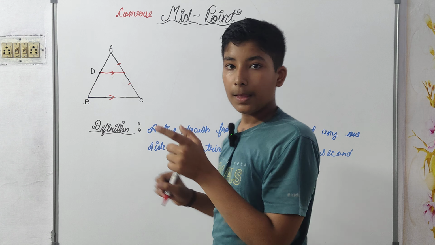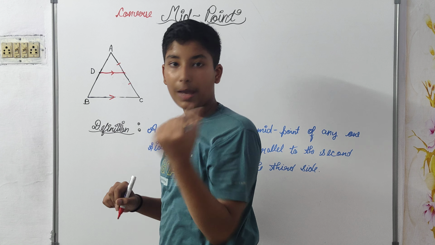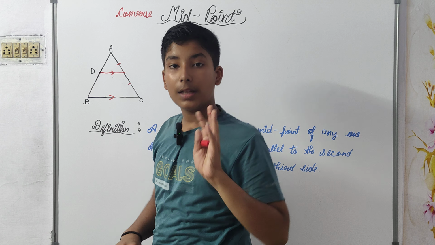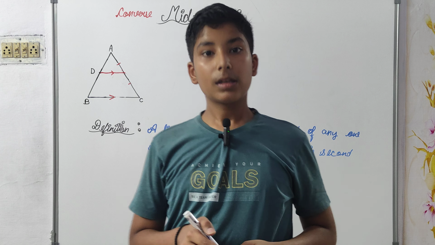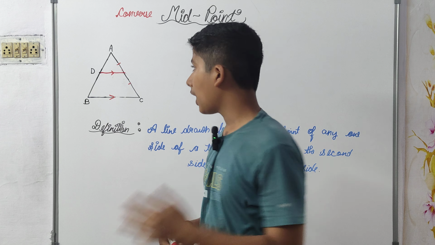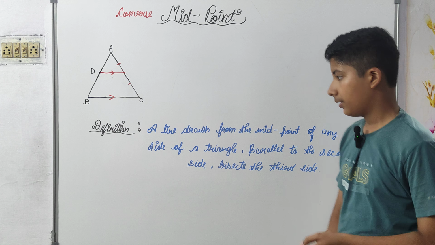Repeat again. See, if you have drawn a line from the midpoint of any one side of a triangle, which is parallel to another side, it will bisect the third side. The third side is the side which you have not taken. Okay. Now let's do the definition as we did in the previous one.